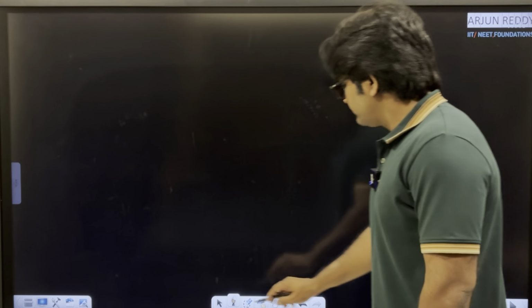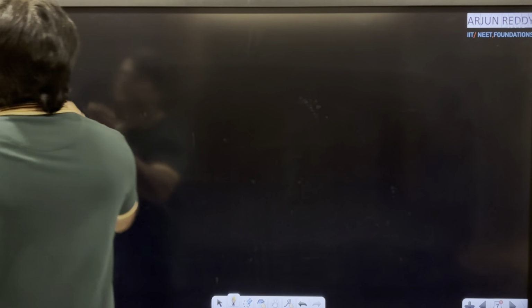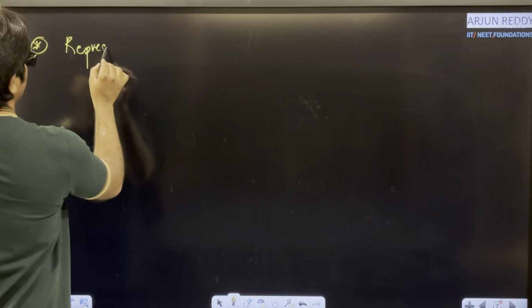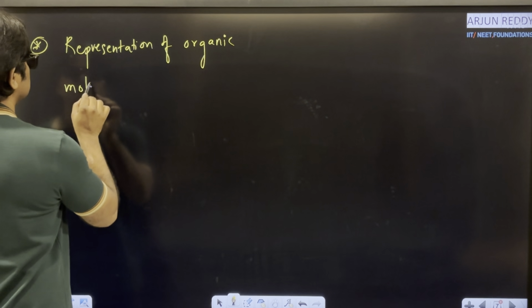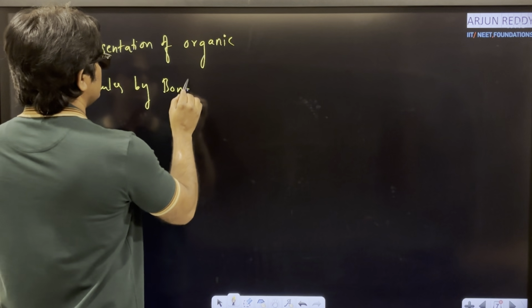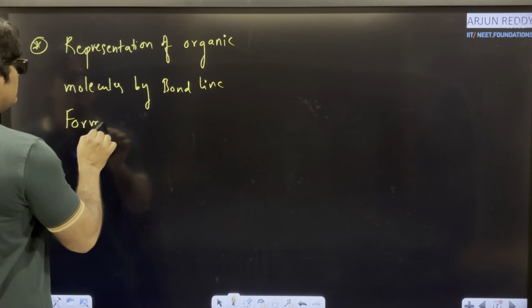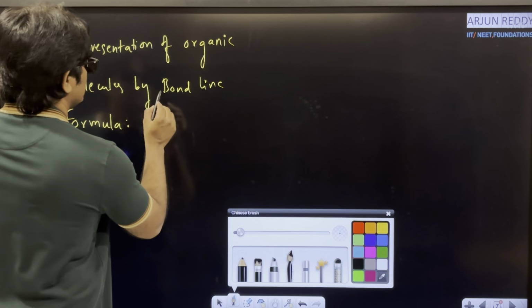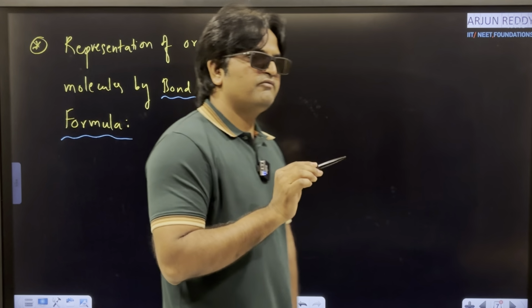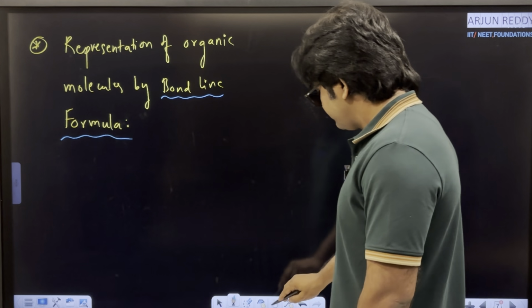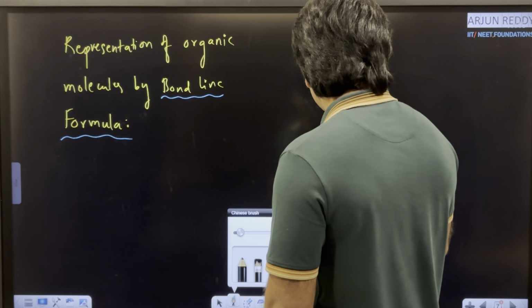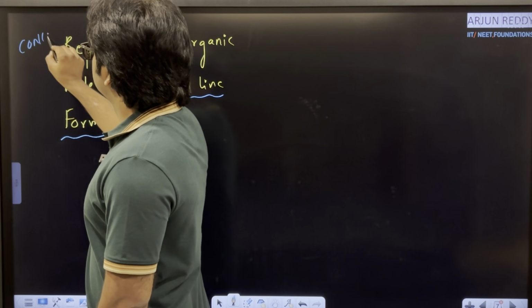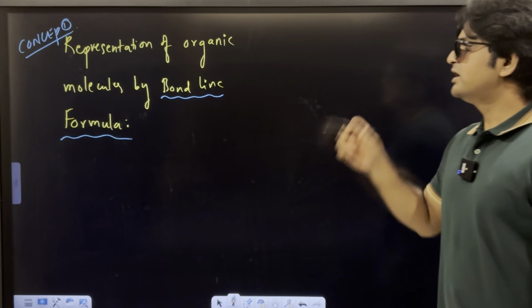Next one, let us start the first concept. Now this is concept 1. Remember, in the first concept, I am writing: representation of organic molecules by bond line formula. Now remember this point. Questions are coming from this concept also. Don't neglect it, even though these are very fundamental concepts, they are very important. Okay, right. So what is the first concept? Here our first concept is representation of organic molecules by bond line formula.